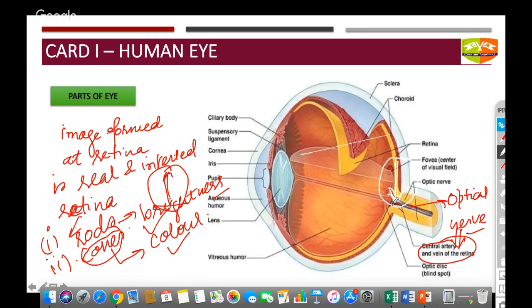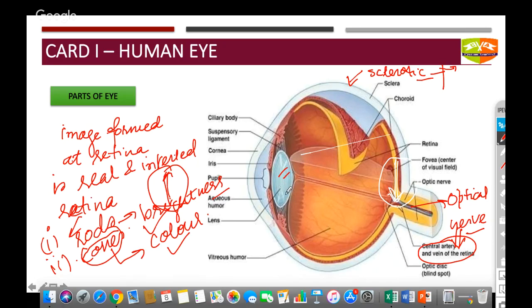After the vitreous humor, the second thing I did was the sclerotic. I told that the sclerotic is made up of fiber tissues, and it protects the inner part of the eyeball, and it also gives definite shape to the eyeball. So the two functions of the sclerotic are that it gives shape to the eyeball and also provides protection to the interior part of the eyeball.